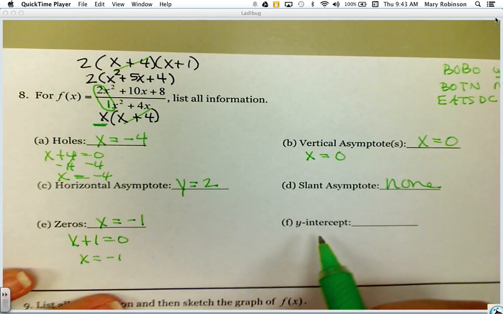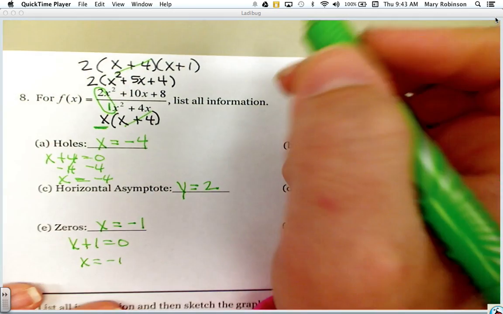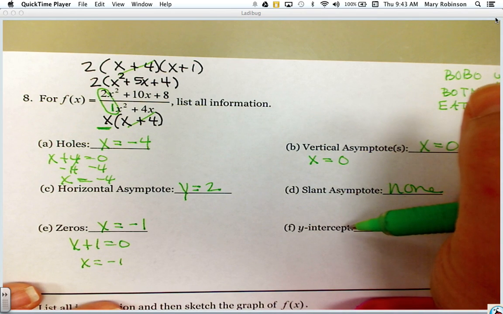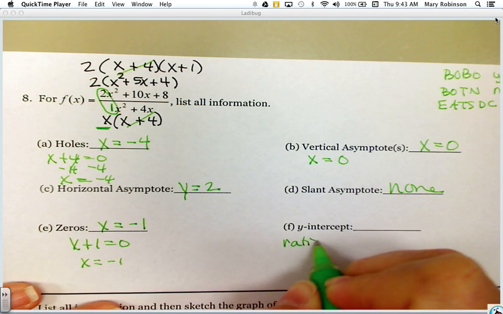Lastly, we look for our y-intercept. So remember that your y-intercept is a ratio of your constants.